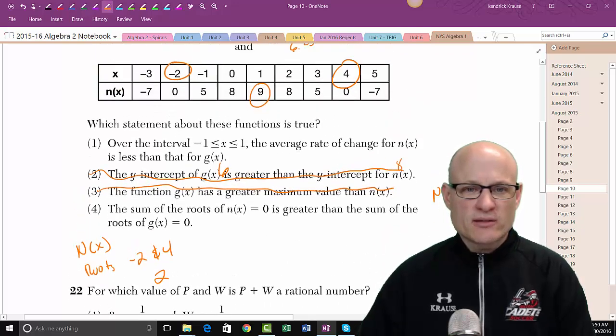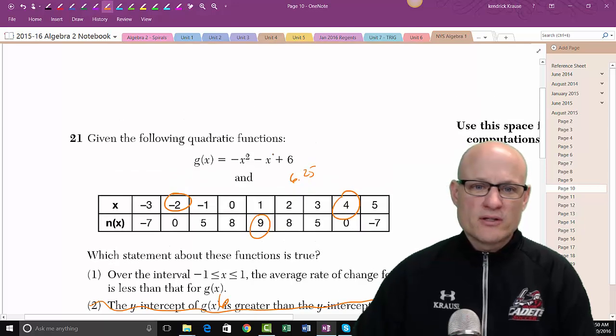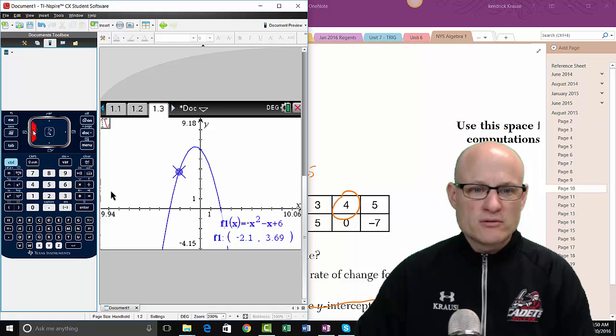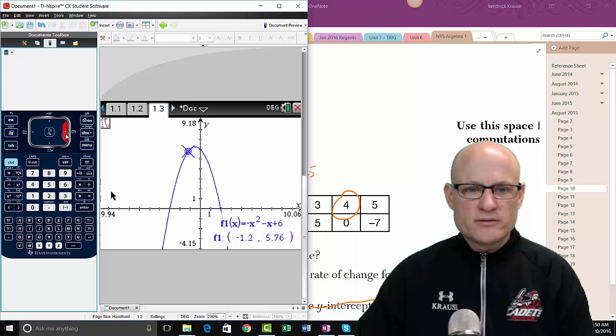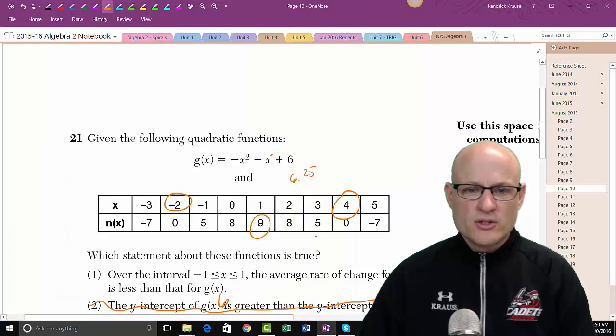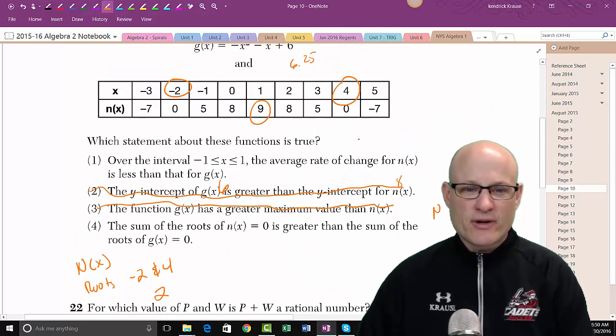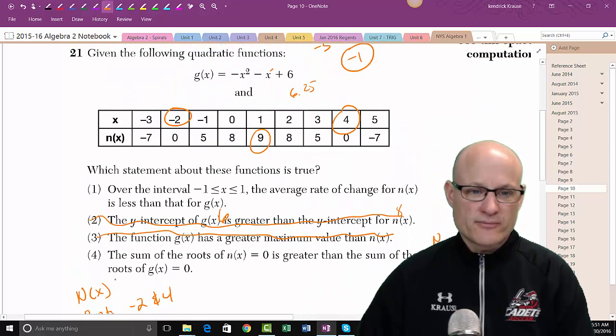Sum of the roots of g of x. Let me find out the roots of this one. Oh, I can do this on the calculator. Let's go find some roots. The roots look like -3 and 2, right? So my roots for this one are -3 and 2, and if I add those up, I get -1. So the sum of the roots for n of x is greater than the sum of the roots for g of x. There's your answer.